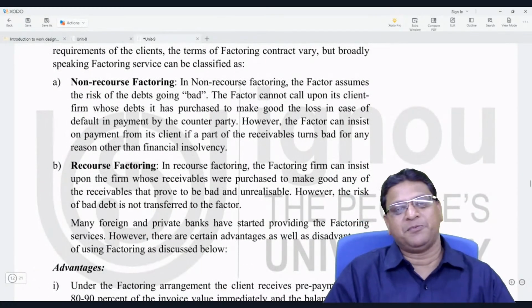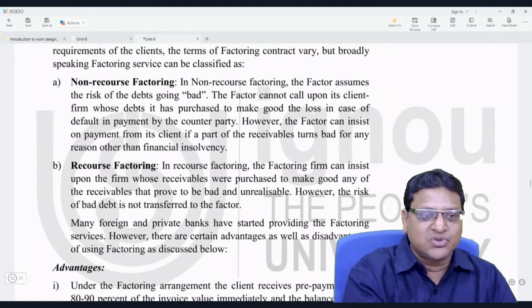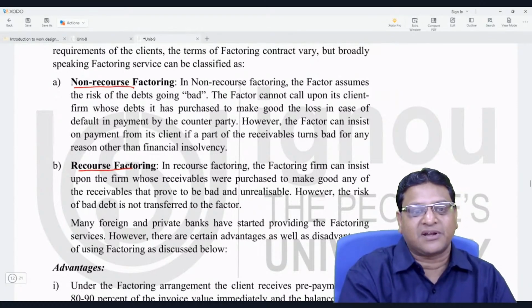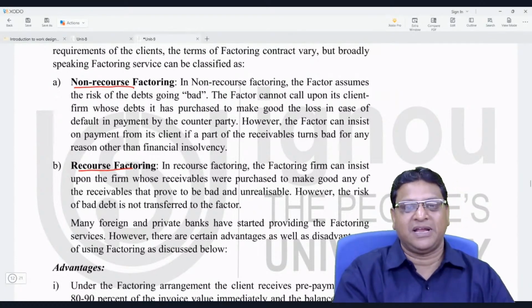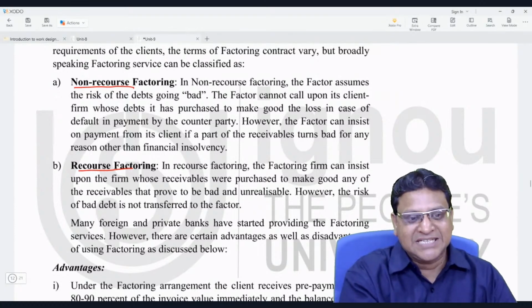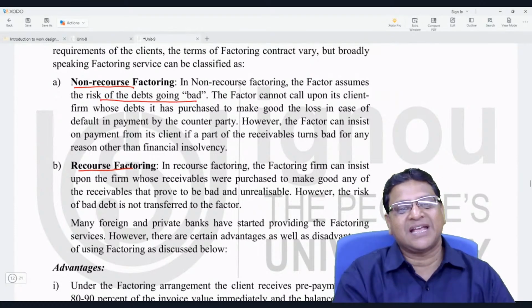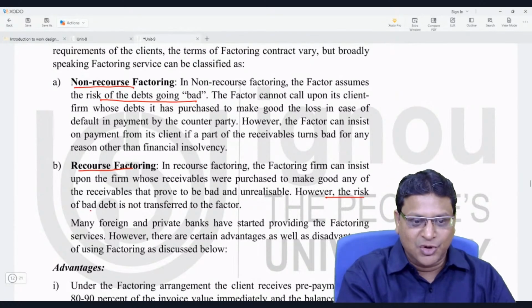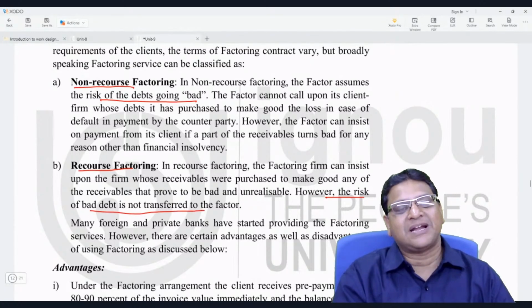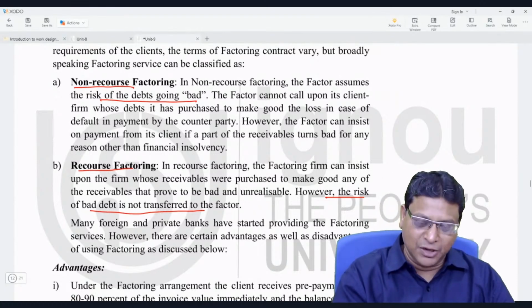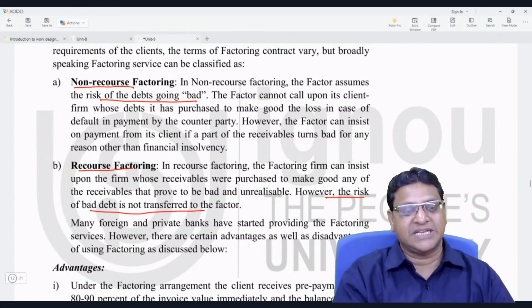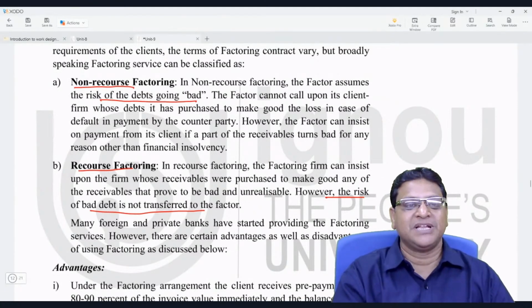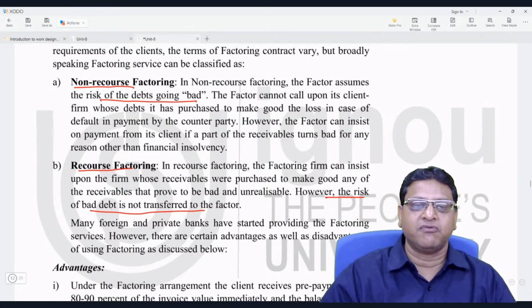There are two types of factoring. One is non-recourse factoring, another is recourse factoring. In case of non-recourse factoring, what happens? The risk of bad debt is taken by the factor. But in case of recourse factoring, the risk of bad debt is not transferable to the factor. That means if there is bad debt, you have to bear the risk in case of recourse factoring. But in case of non-recourse factoring, the factor bears the risk of bad debt.